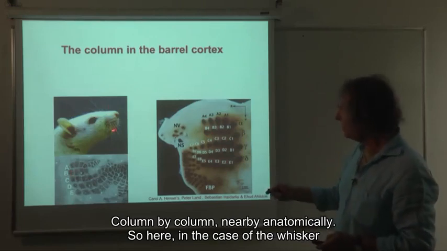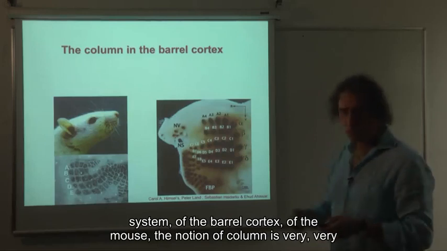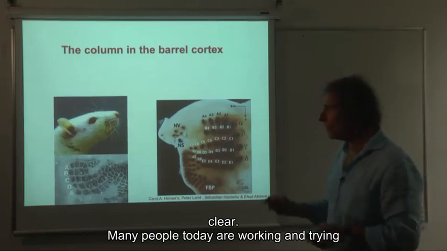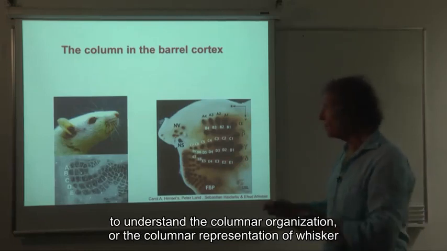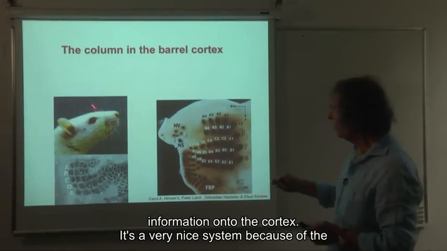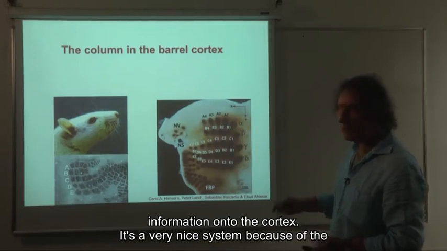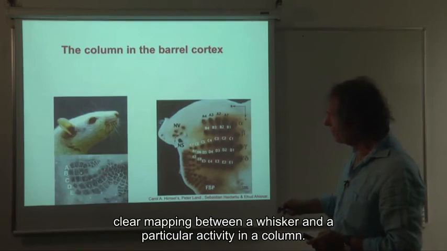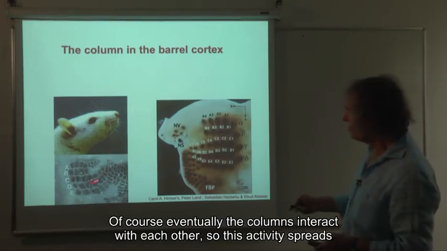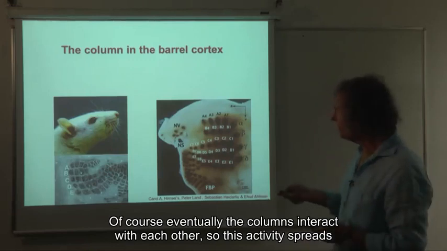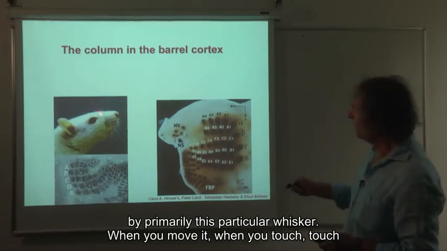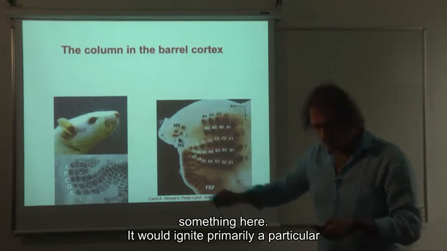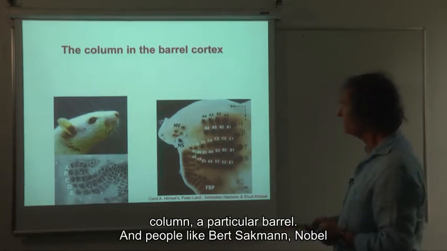So here, in the case of the whisker system of the barrel cortex of the mouse, the notion of column is very, very clear. Many people today are working on trying to understand the columnar organization, or the columnar representation, of whisker information onto the cortex. It's a very nice system because of the clear mapping between a whisker and a particular activity in a column. Of course, eventually the columns interact with each other, so this activity spreads. But when you touch something with this particular whisker, it would ignite primarily a particular column, a particular barrel.